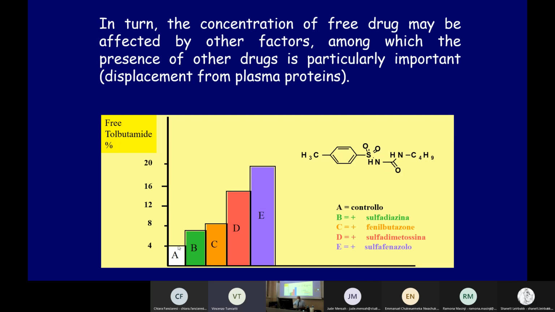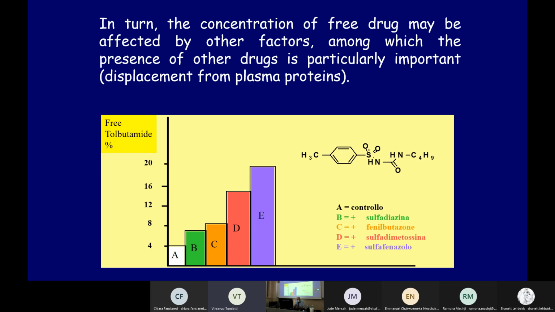If we have too much free drug, with tolbutamide, you have a massive decrease in glucose concentration inside the blood. And the increased free drug is accompanied also by increased side effects.